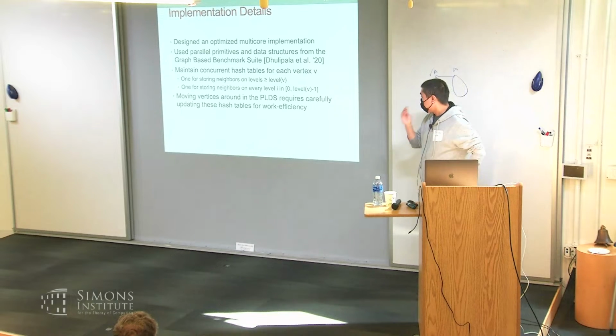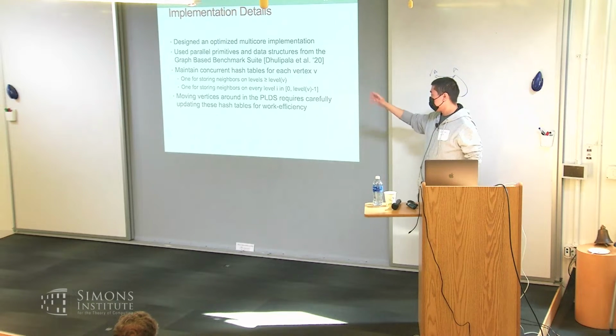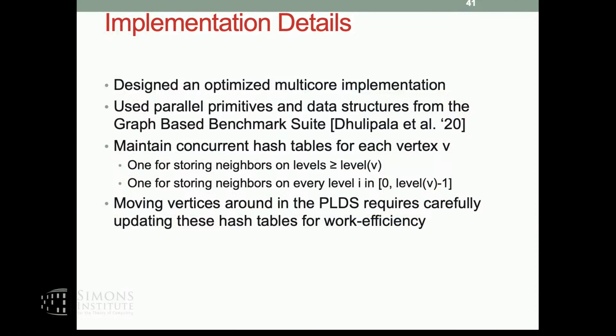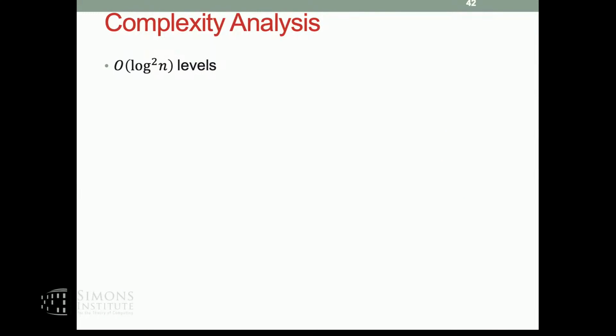Okay. So moving these vertices around in the PLDS, moving them up and down levels, requires us to carefully update these hash tables in parallel, and also for work efficiency. Okay. Let me just briefly go over the complexity analysis. The span is easy, and the work is complicated. So I'll talk mostly about the span, and then give you some intuition for the work analysis.